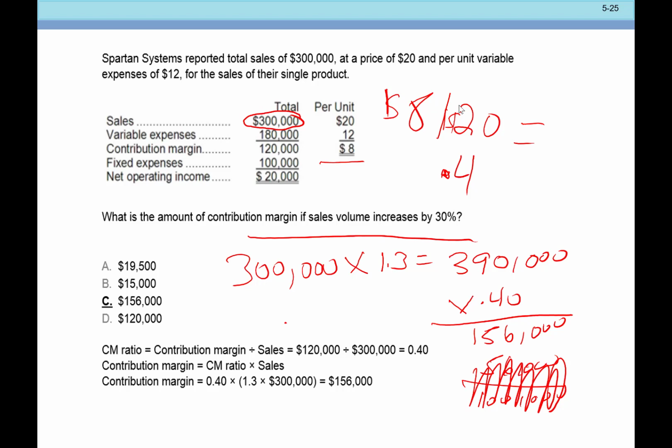Now they ask, what is the amount of contribution margin if sales volume increases by 30%? So you first have to get the increased sales, right? The way you get that is by taking the 300,000 and multiplying that by 1.3. The 1 takes care of the 100%. The 0.3 takes care of the 30% increase, doesn't it?